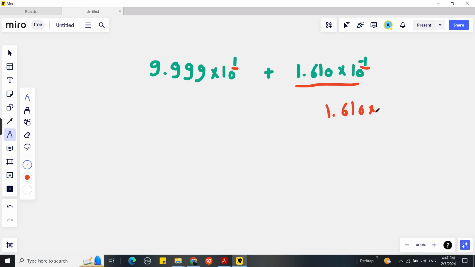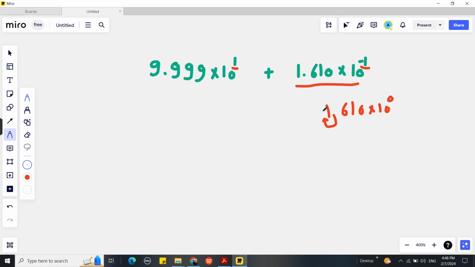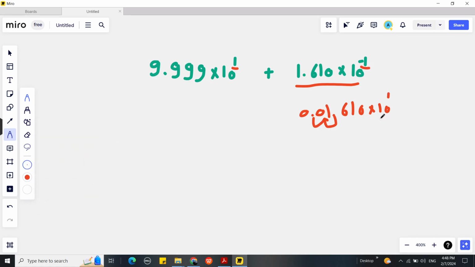1.610 times 10 power negative 1. Okay, if I move this dot from here to here, the negative 1 is going to be 0 now, right? And if I add a 0 here and move my point again, it's going to be positive 1, right? Now we can add these numbers because they have the same exponent. Look, power 1 here, power 1 here. So basically I need to change this number to look like this number.